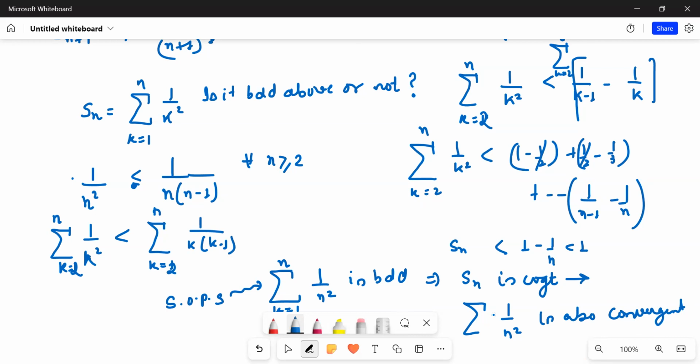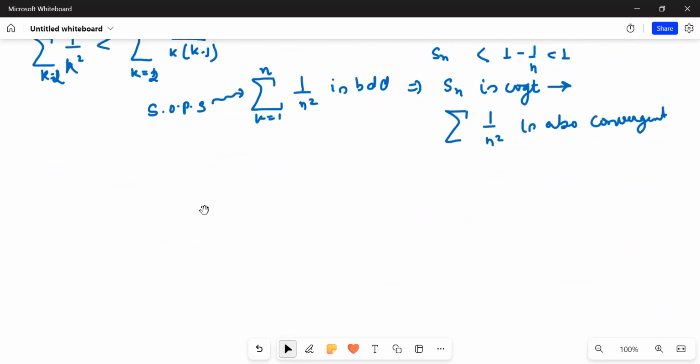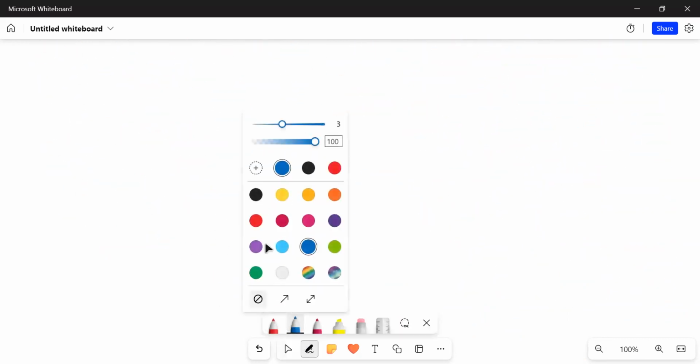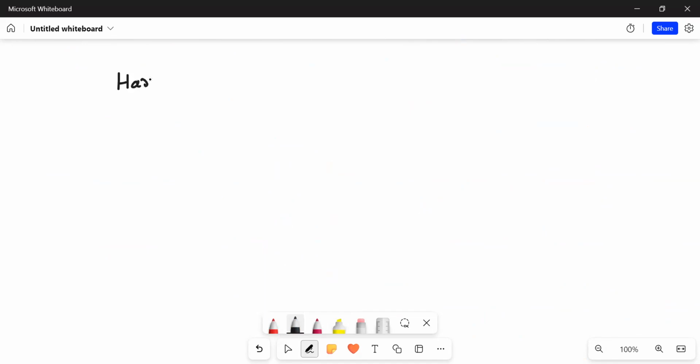But the central theme of this entire discussion is the convergence and divergence of the series, for which we may require the help of certain tests. What do you think about summation 1 upon n?